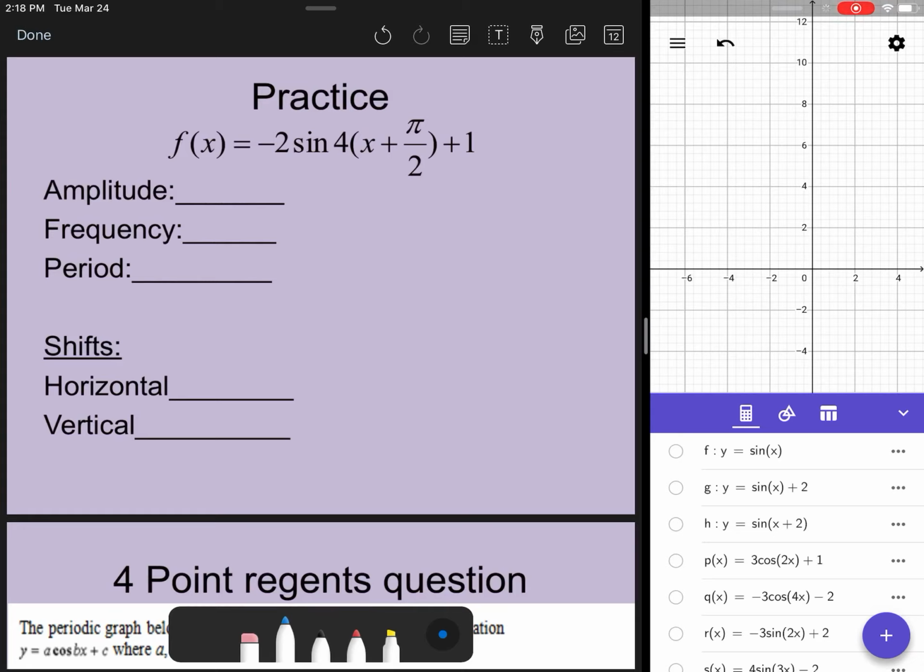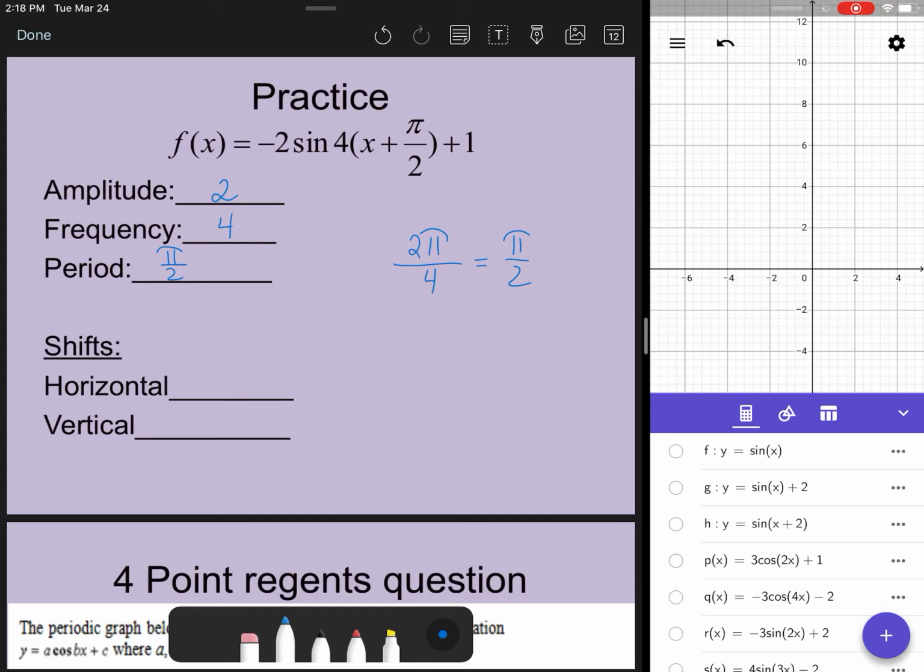Okay, next problem here. Amplitude is 2. Frequency is 4. For the period, again, 2 pi over the frequency, which is 4. And that's going to simplify to pi over 2.